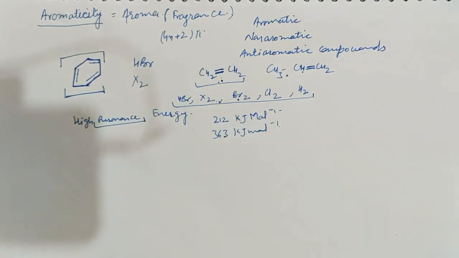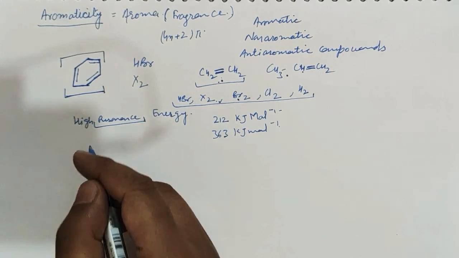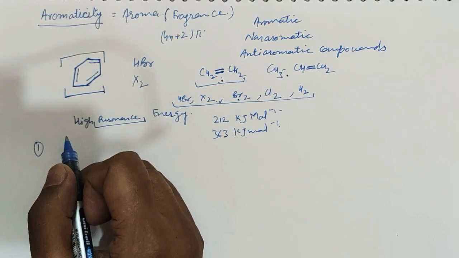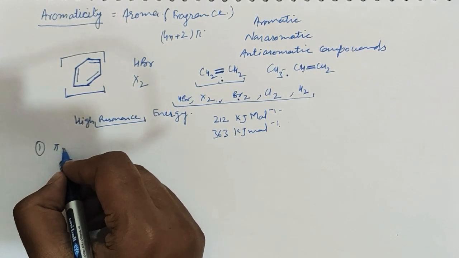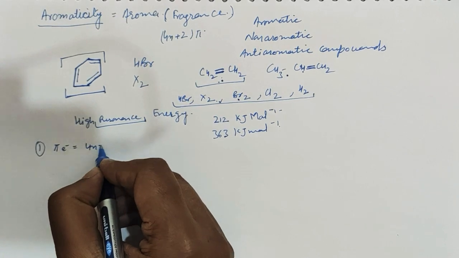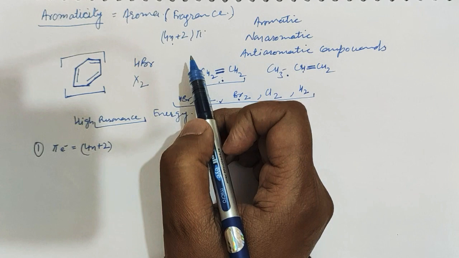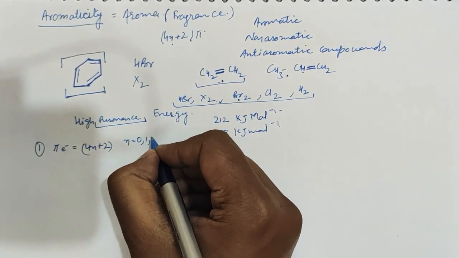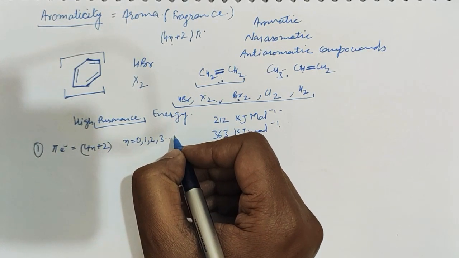So what does Huckel theory of aromaticity say? The first point is, if the number of pi electrons in a cyclic system is equal to 4n plus 2, that is, 4n plus 2 pi electrons should be there, where n is equal to 0, 1, 2, 3, etc., the compound is said to be aromatic.